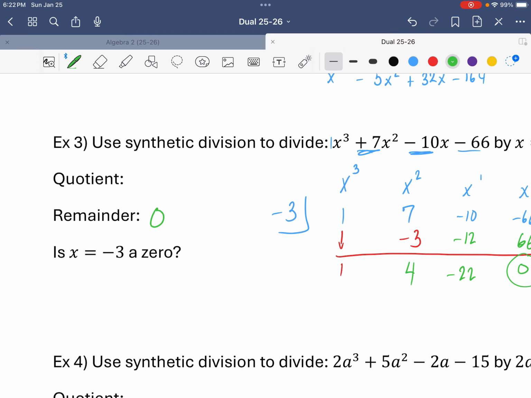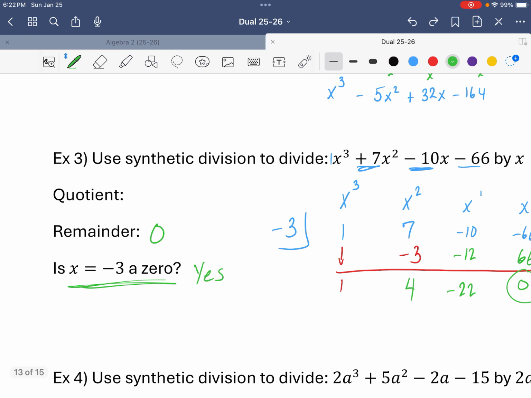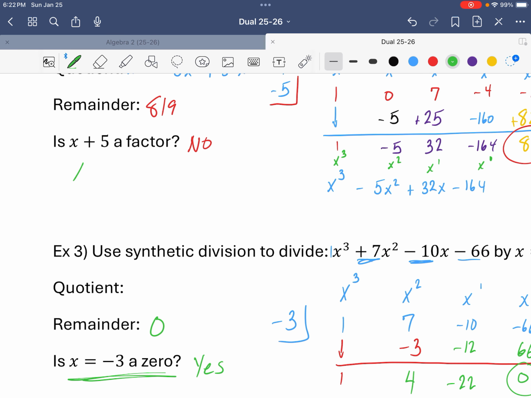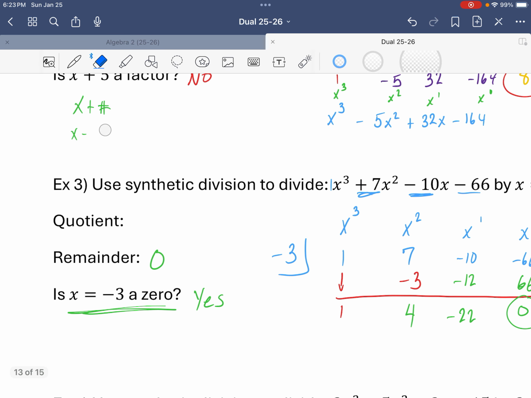Then can you say that x equals negative 3 is a 0? Yes. In case you're wondering, how come I say 0 here, but over here I put factor? Because this one over here has x plus or minus, and this just says x equals. If it says x plus a number or x minus a number, then both of these are called factors. Okay? If it just says x equals a number, that would be a 0. Just in case you're wondering, like, what the heck, sir? Why is it different?